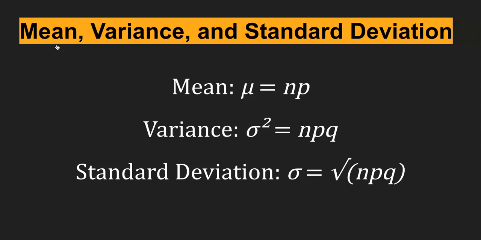The variance is going to be n times p times q. Now this one we have to find q, and you know how to find q. q is simply going to be 1 minus p. Now, standard deviation, remember, is nothing more than the square root of the variance. So if you want to find the standard deviation of a binomial distribution, you take the square root of n times p times q. Let's do one example, okay?